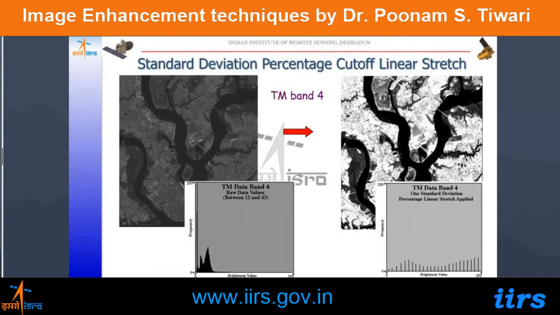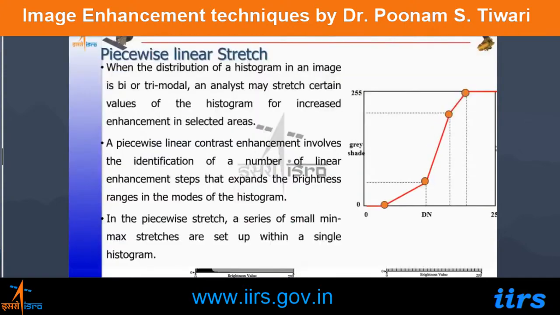Okay, so this is standard deviation or percentage cutoff linear stretching. Another radiometric enhancement technique is piecewise linear stretching. When the distribution of the histogram in an image is bi- or trimodal, the analyst may stretch certain values of the histogram for increased enhancement in selected areas. A piecewise linear contrast enhancement involves the identification of a number of linear enhancement steps that expand the brightness ranges in the modes of the histogram.